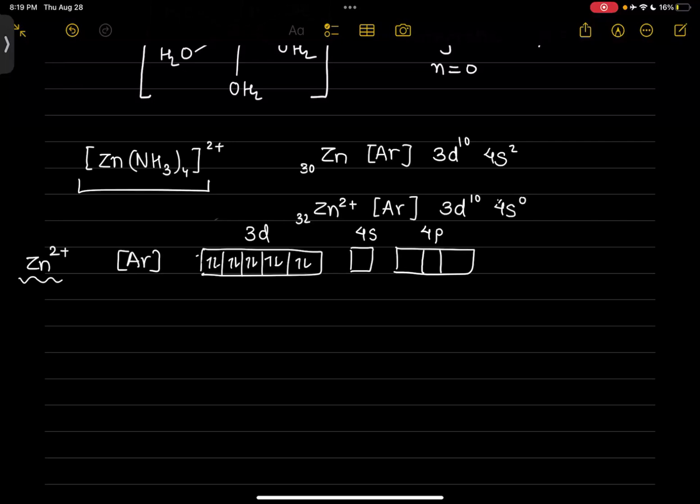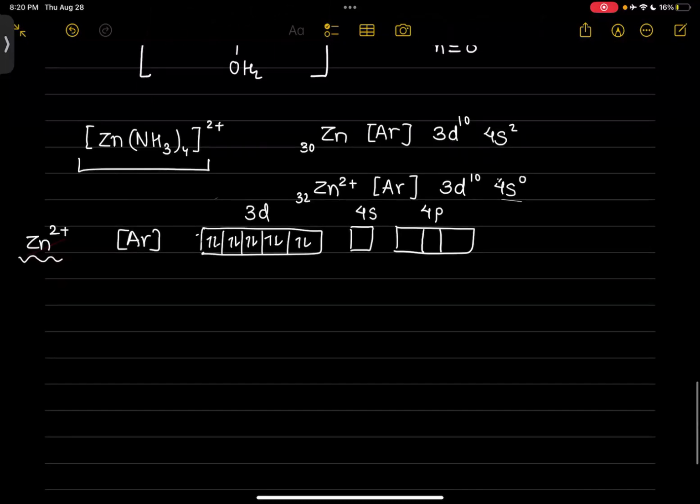One thing we need to know is, yeah, sp3 or dsp2. Yeah, Marwa, we have 2 options. Either we have sp3 or dsp2. sp3. Why not dsp2? Because d orbital is completely filled. Yes, d orbitals are completely filled, so there is no room for pairing.